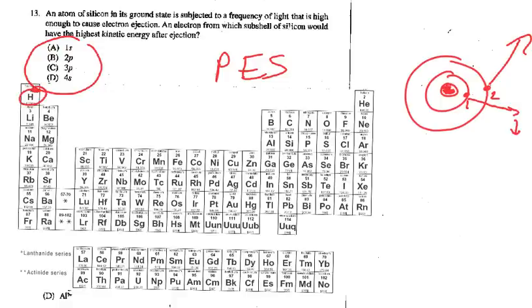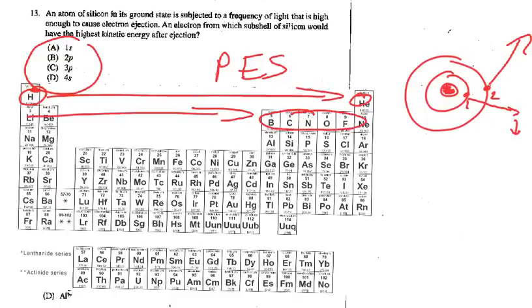Remember, the 1s is right here and right here. The 2p is right there, so that's higher in energy, because as we read across the periodic table, they're getting higher and higher in energy. The 3p is right here, it's even higher energy. And then we have the 4s, which is right there. So it looks like the answer is going to be D. 4s is the highest energy orbital, and therefore it will have the highest kinetic energy when the electron gets ejected.